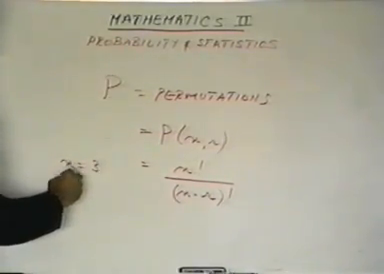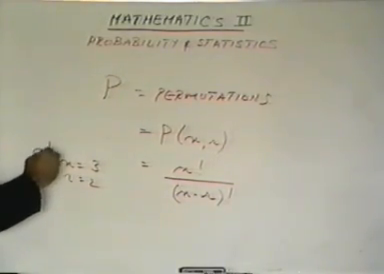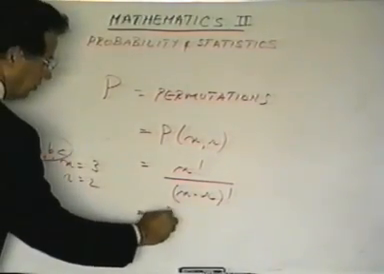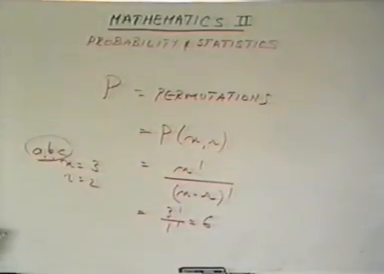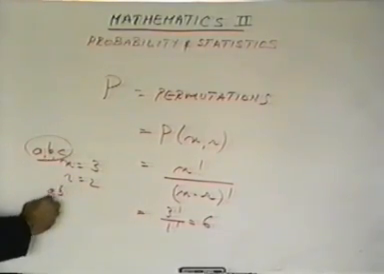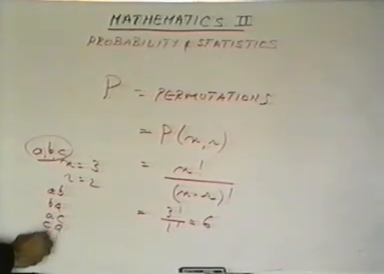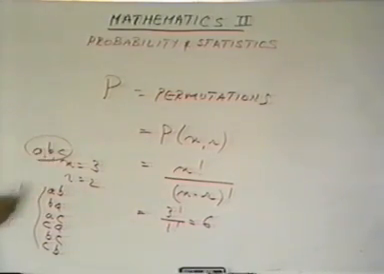Now let's take an example. If n is 3 and r is equal to 2 as we had before, then we will have three objects, A, B, and C. We can take two at a time. This becomes 3 factorial over 1 factorial, which is equal to 6. So I have AB, BA is different, AC, CA, BC, and CB. I now have 6 different permutations of 3 objects taken 2 at a time. So you can see we have more permutations than we have combinations.